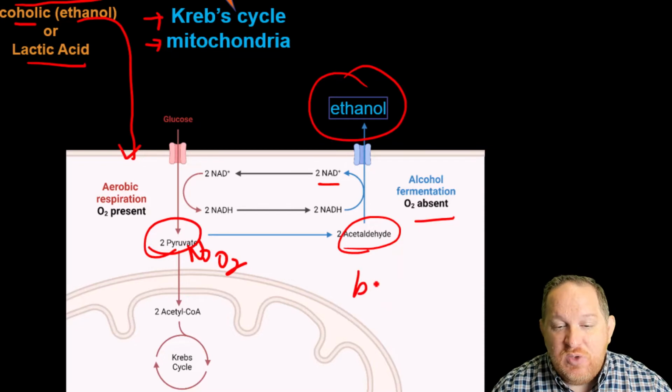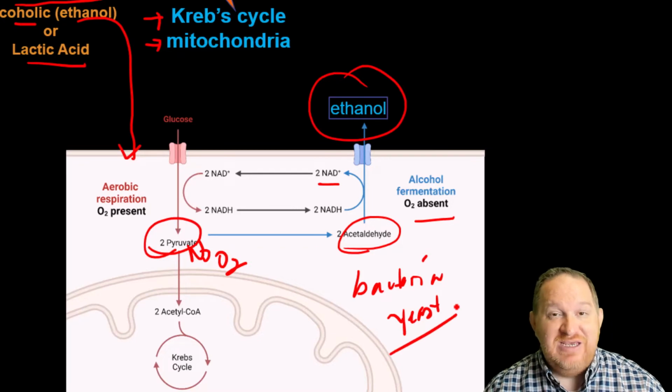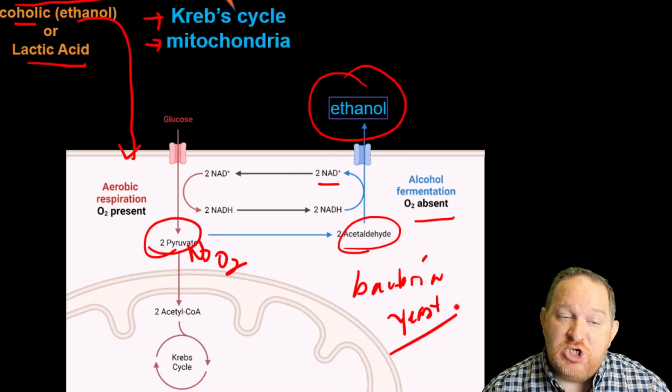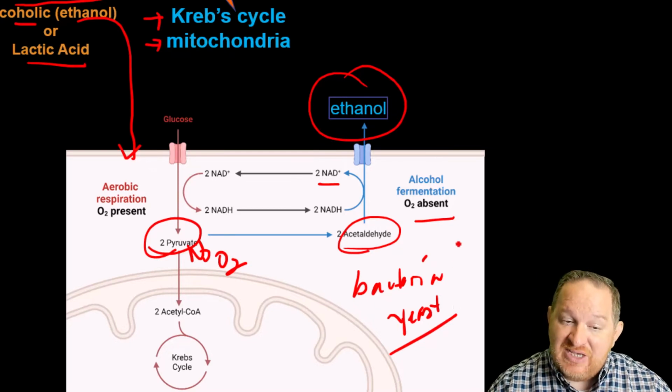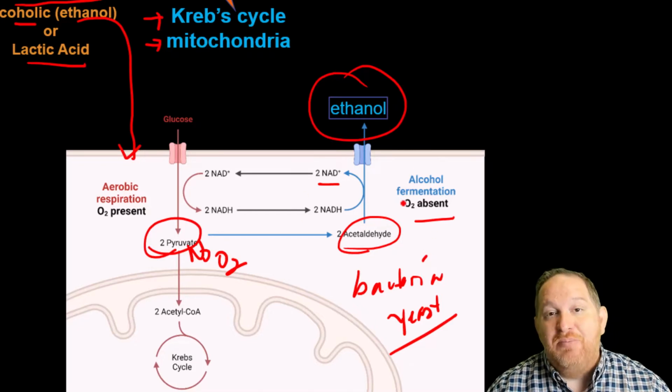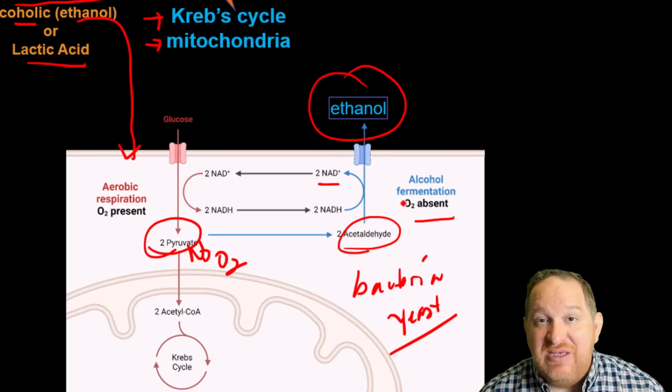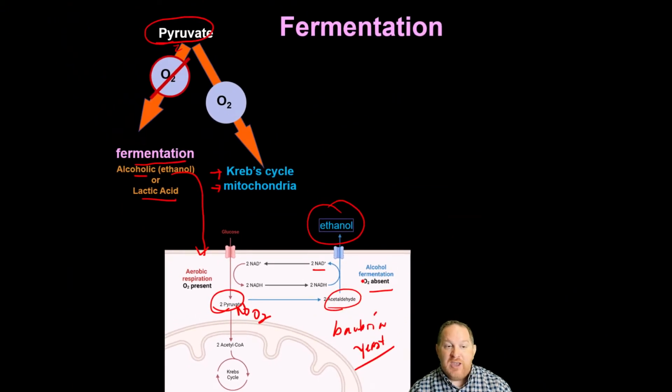Now we see this really in bacteria or yeast. So I started the whole video with this idea of making bread or sourdough. This is why bakers need to know biology, because this fermentation process here, right, is what is going to produce some of the byproducts, some of the CO2, some of the ethanol to make these things that we want.